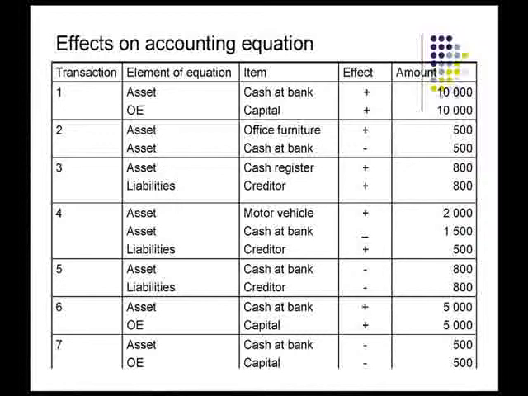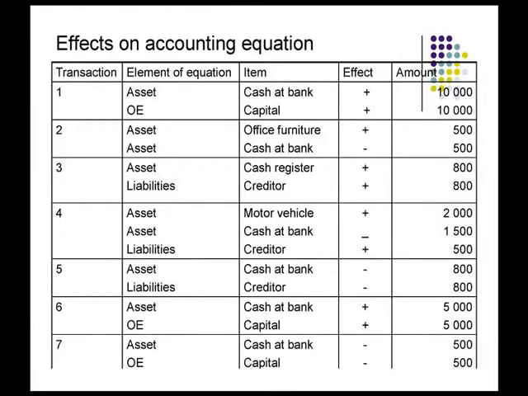And in order to buy this office furniture, you paid 500 kina in cash. Then what happened to the cash at bank account balance? Reduced by 500. So therefore, cash at bank minus 500 and office furniture plus 500.